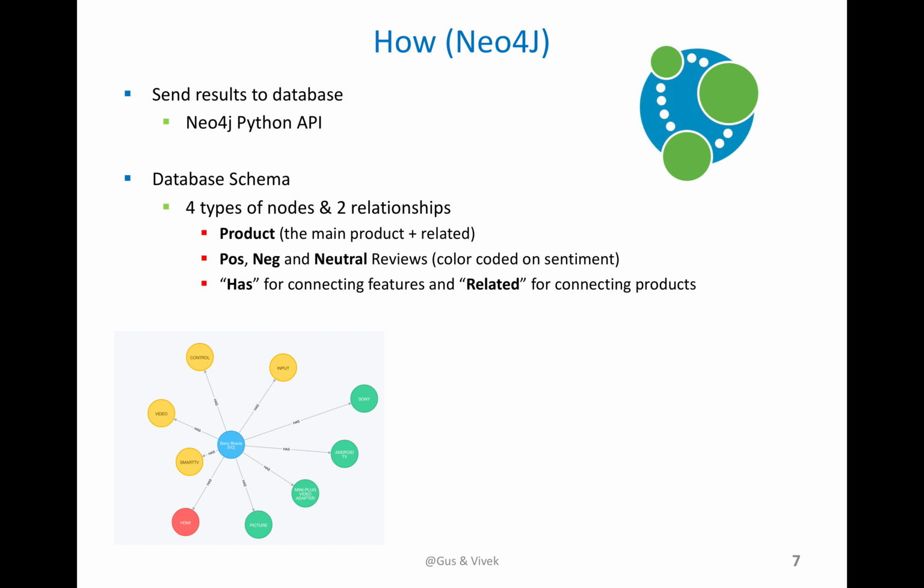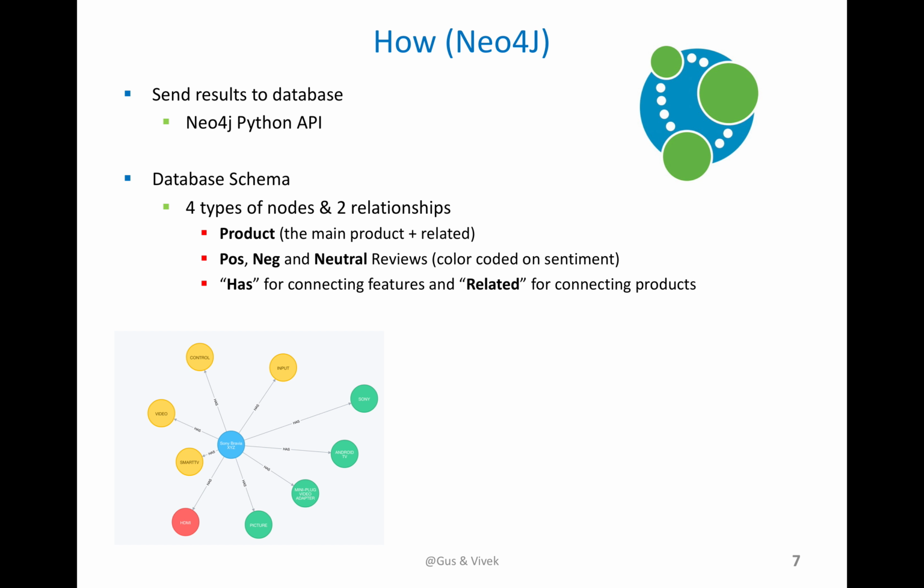We are then sending all of this information from Python to the Neo4j database. The schema is pretty straightforward: 4 nodes and 2 different relationships. The first node is the product. The product will have the ID, several pieces of information about this product, as well as the overall sentiment. And then the bubbles surrounding it will be the actual features. They're color coded based on sentiment, with green being positive, yellow being neutral, and red being negative.